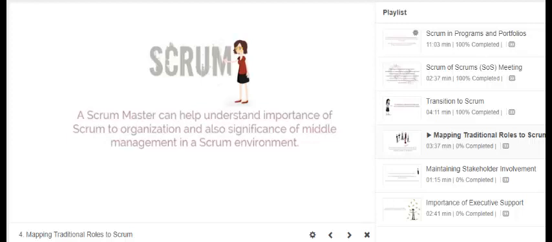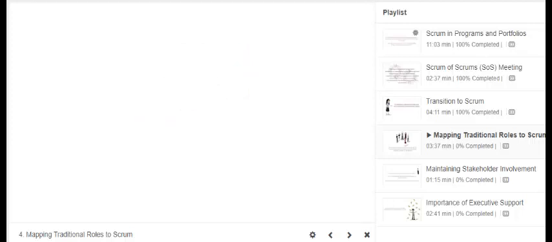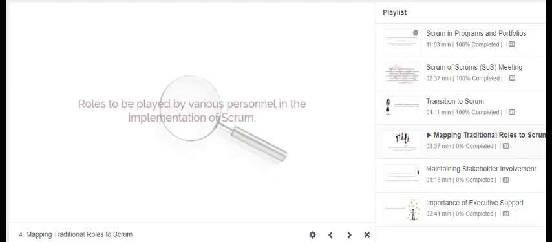And that brings us to the end of this module. We hope this has shed significant light on the roles to be played by various personnel in the implementation of Scrum.